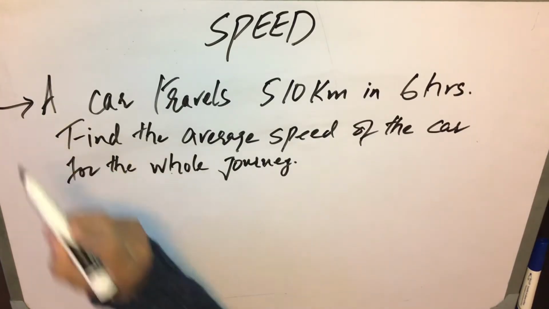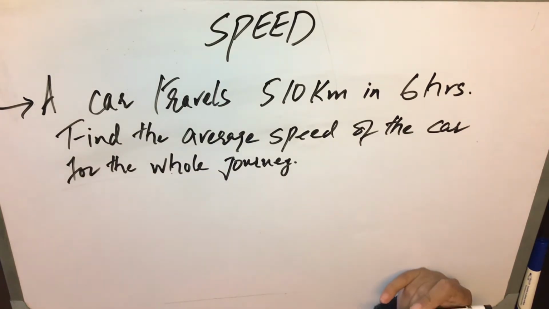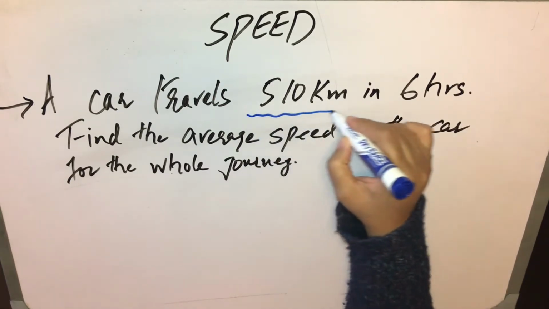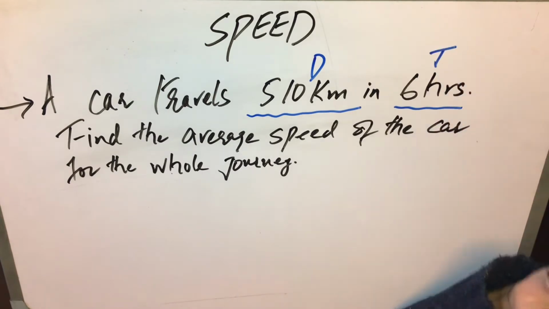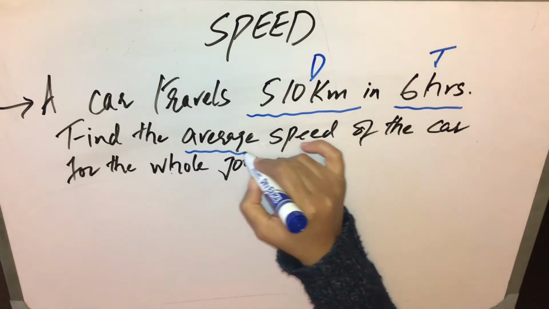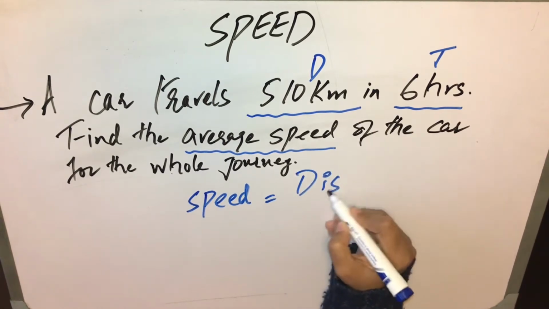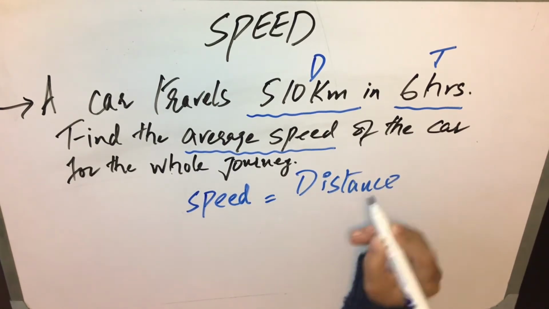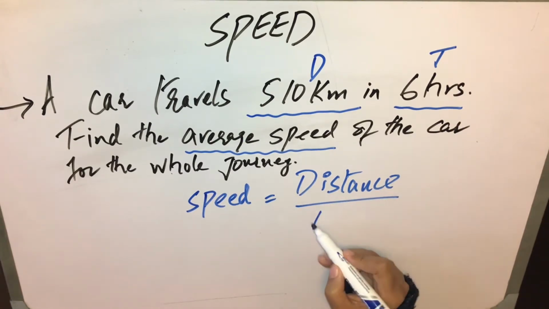The first question which I have chosen for you is the simplest possible. A car travels 510 kilometers in 6 hours. Find the average speed of the car for the whole journey. Notice that 510 kilometers is the distance and 6 hours is the time, and we have to find the average speed. Basically we have to find the speed. If there is more than one distance and one time, then we shall find the average speed. So here the average speed means the speed.